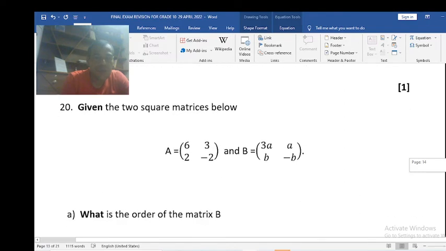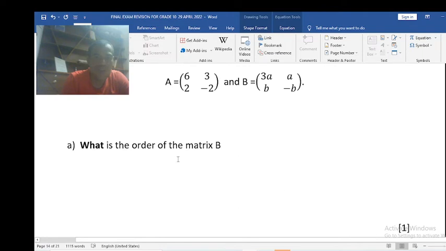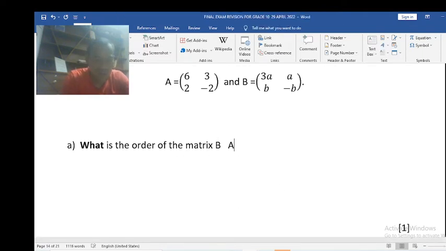Then, given two square matrices below, A equals [6, 3A; 2, -2] and B equals [6, A; 2, -B]. The question here: what is the order of this matrix? The order here is 2 by 2.